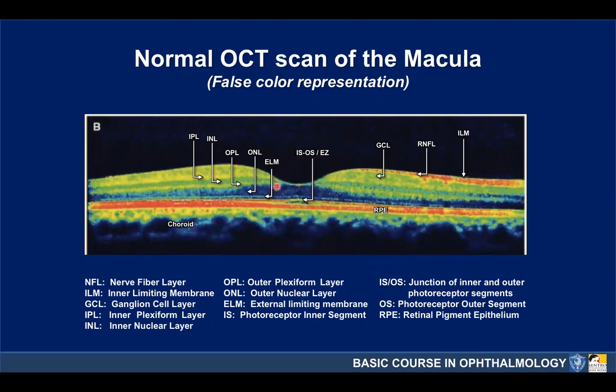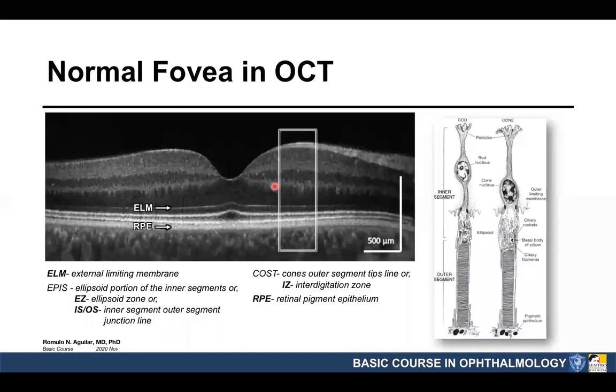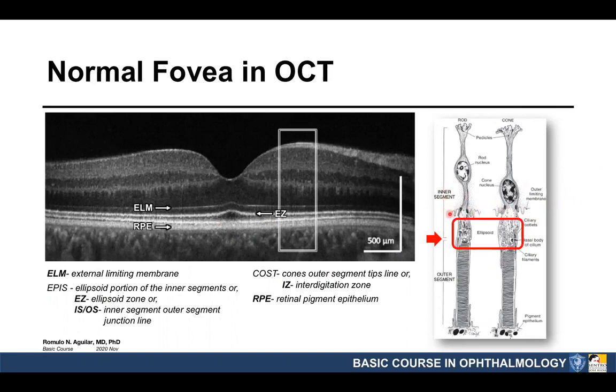Next slide, we will focus on this part, the fovea. Now, when we look more closely at the fovea, again, we have identified the external limiting membrane and the RPE. But you will see there are also two hyperreflective lines in between them. The inner line is what is referred to as your ellipsoid zone, or sometimes also as your EPIS, or ellipsoid portion of the inner segments. It corresponds actually to this part. Okay, as you said, the ellipsoid portion of the inner segment.